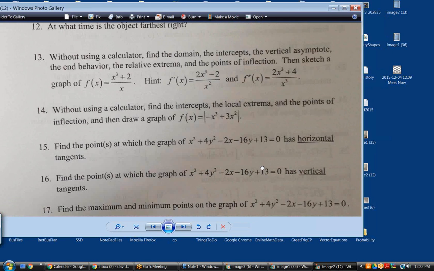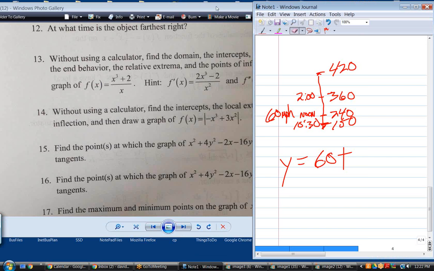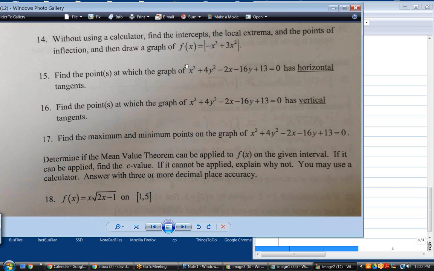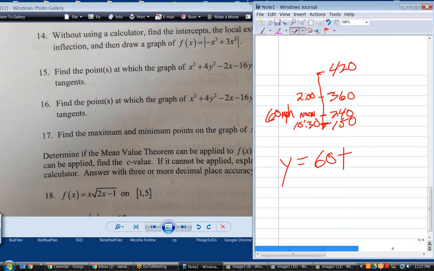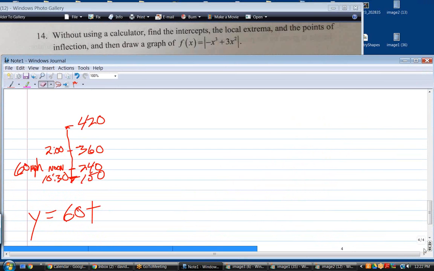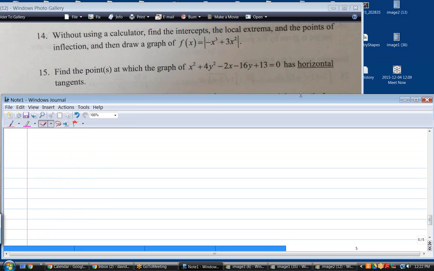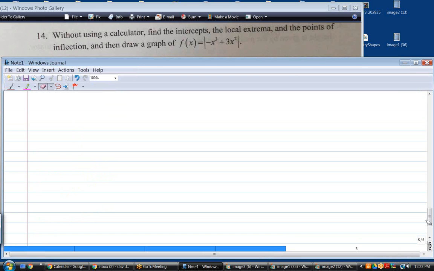Which one next? Maybe about 10. 14? Which one? 14? Do they have any easy problems in your class? I don't think so. Actually, that last one was probably as easy as we're going to get.